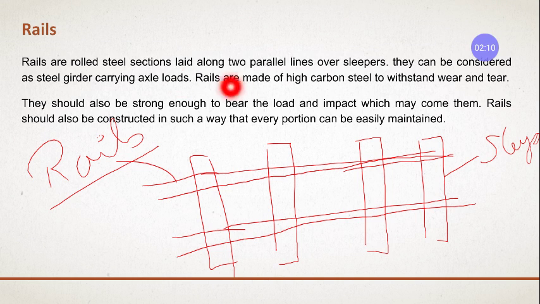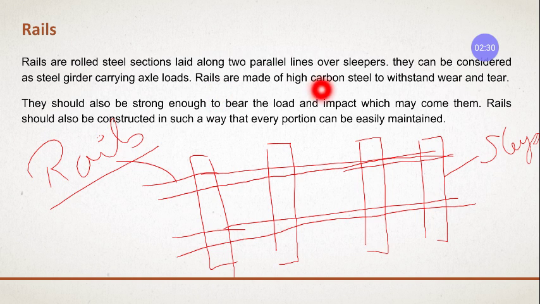They can be considered as a steel girder carrying axial load. Axial means whatever load is coming from the wheel, that is the CG of the wheel, is transferred to the CG of the rail. So it is called axial load.